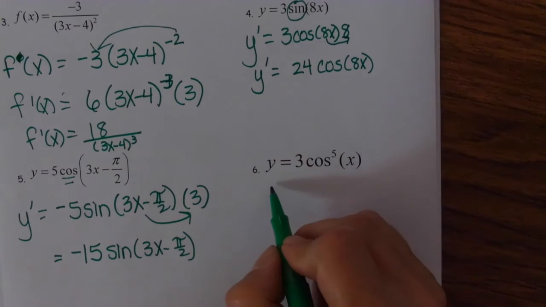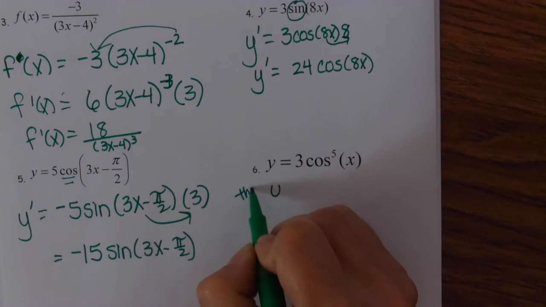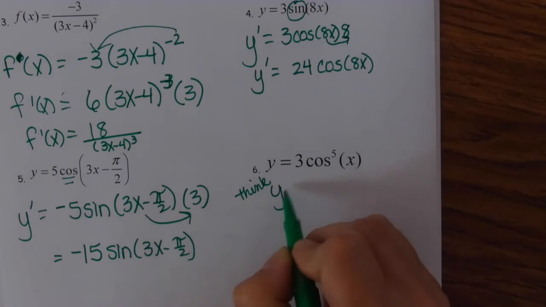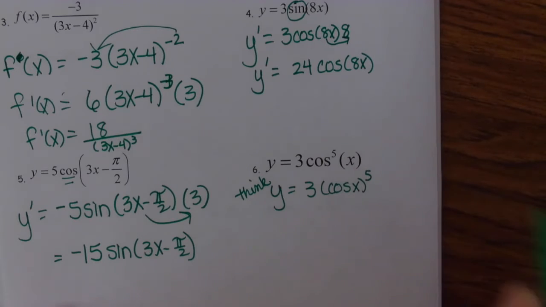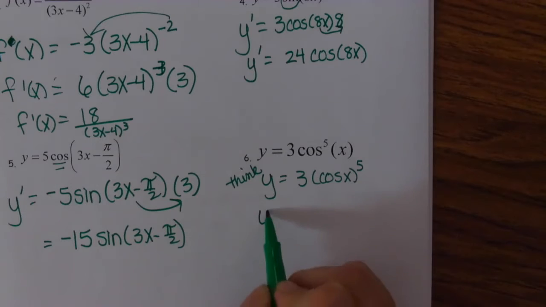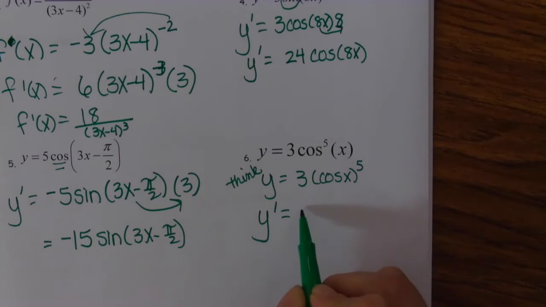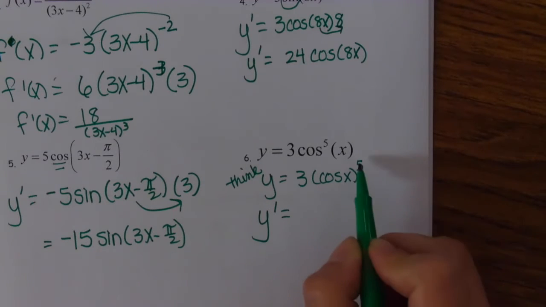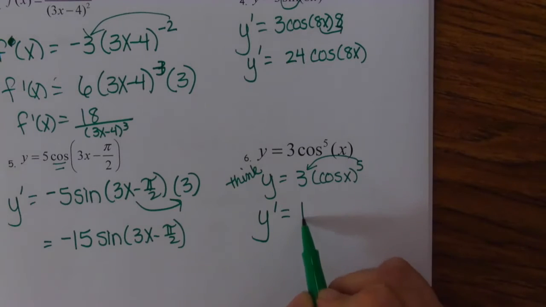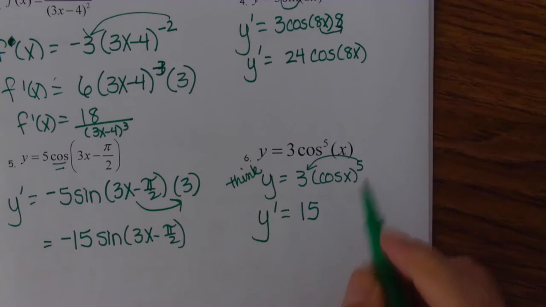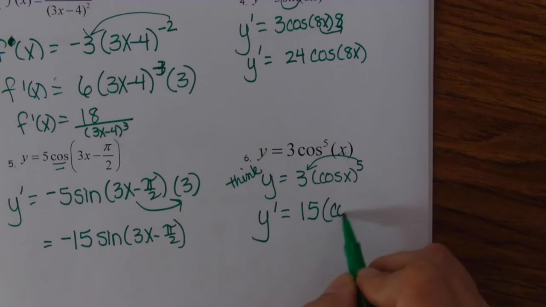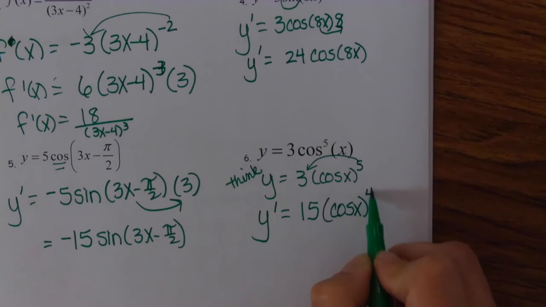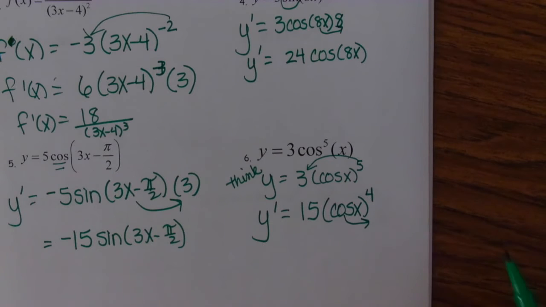Let me let you try this one. What are we going to think about when we do that one? We're going to think of 3 cosine x to the 5th, aren't we? So y'all try that one. Okay, so what did we get for the derivative? We did 5 times 3. 5 times 3 is 15. And then we leave this alone, to the 4th. Now we take the derivative of this, which is what?